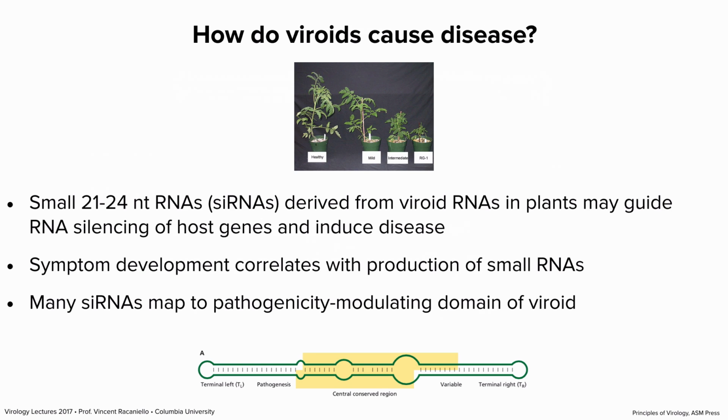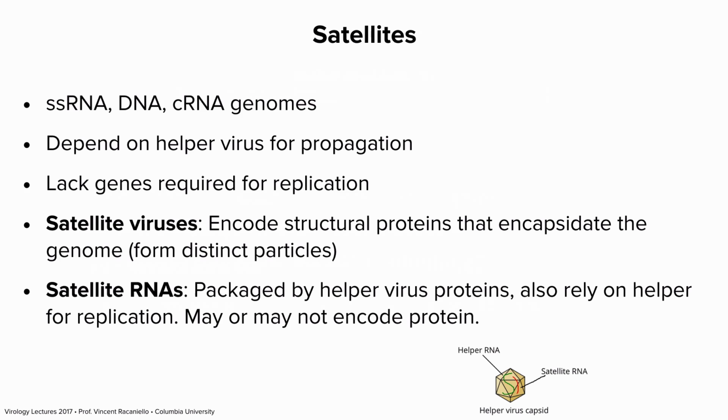And so you can show, and people have shown in the lab, that symptom development correlates with the production of these small RNAs. And many of them map to these areas where I've labeled pathogenesis. So people have done over the years mutations here that reduce the pathogenicity of these viroids. It turns out that many of the siRNA map to these regions as well. So small interfering RNAs derived from the viroids silence plant genes, and that's what causes disease. All right, so that's viroids.